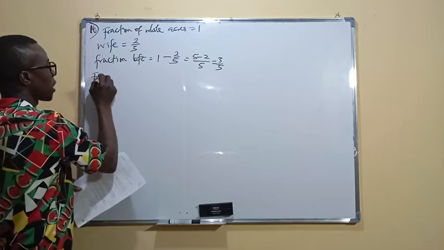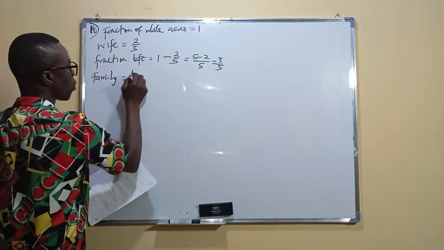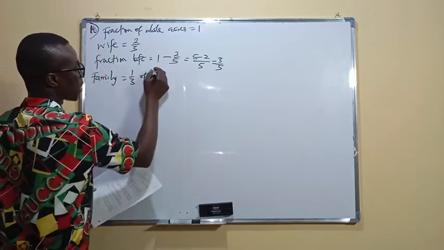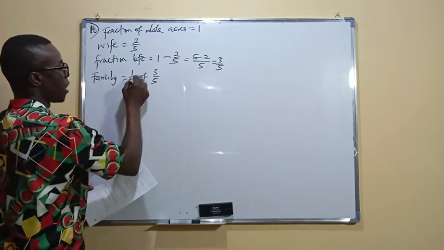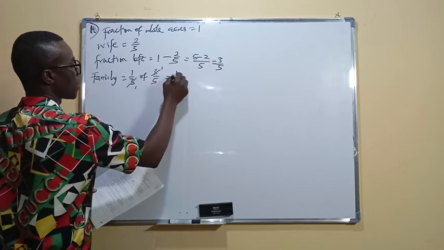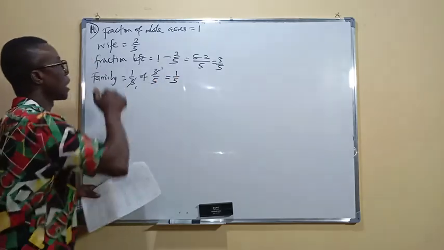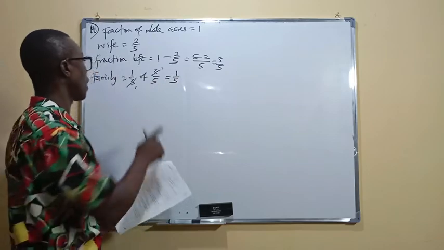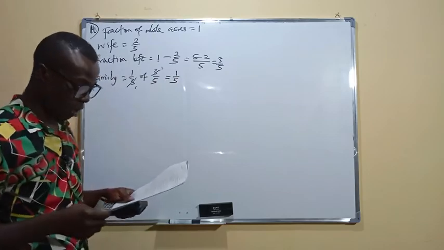So the fraction given to the family is 1/3 of what is left, which is 3/5. And this 3 here, 1, 3 here, 1, that gives us 1/5. So it means he gave 2/5 to the wife and then 1/5 to the family.